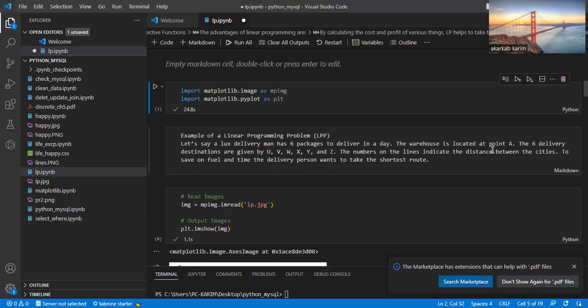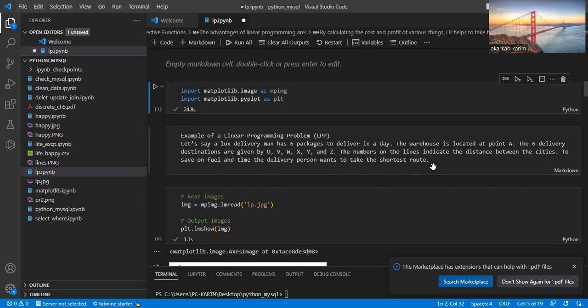The warehouse is located at point E. I will show you the picture after to understand more. So the warehouse is located at point E. The six delivery destinations are given by U, V, W, X, Y, and Z. The numbers on the lines indicate the distances between the cities. So here, what is the constraint? The constraint here is fuel and time. So to save fuel and time, the delivery person wants to take the shortest route.